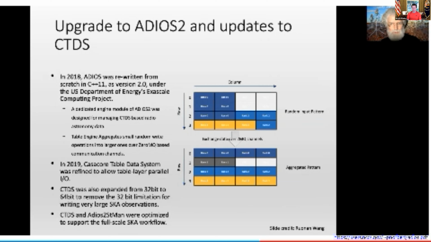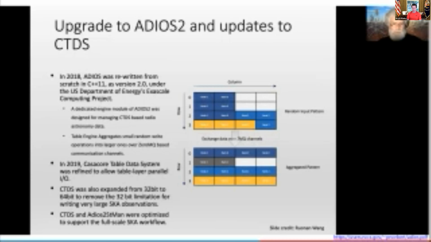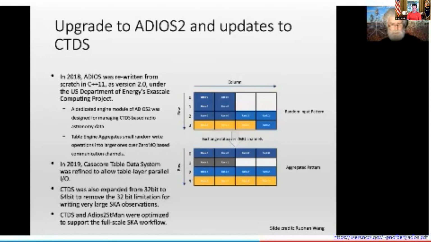In 2019, the Kaiser core table data system was refined to allow table layer parallel I/O. So that's on the Kaiser core layer, not on the ADIOS layer. And it was also expanded from 32-bit to 64-bit to remove the 32-bit limitation for writing very large SKA observations. And both of these implementations were optimized for full-scale SKA simulations.